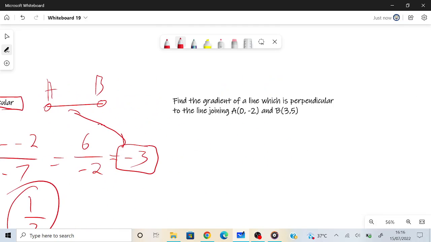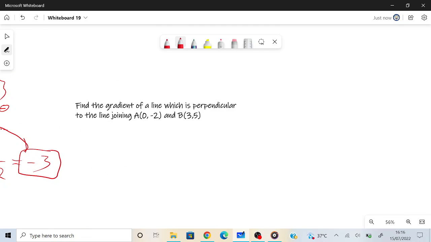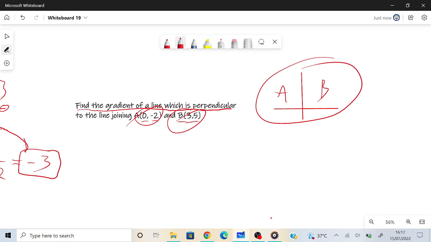So on to the next example. Right, this one says find the gradient of a line which is perpendicular to the line joining A 0, minus 2 and B 3, 5. So again, we need to do the first things first. We need to find the gradient of A and B. Again, we have something like this. This is a line, and we need to find the gradient of the line that's perpendicular to this. Again, I'm just illustrating as if it's horizontal and vertical lines. It could be something like this and this, or it could even be something like this and this.